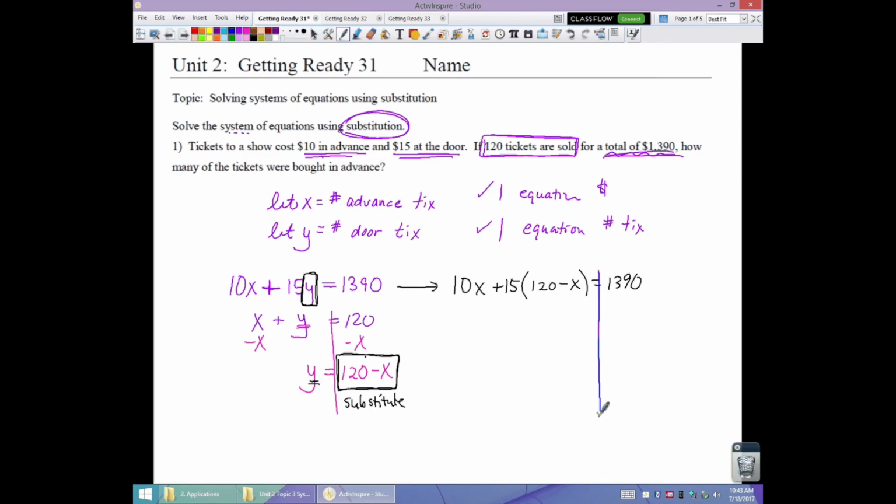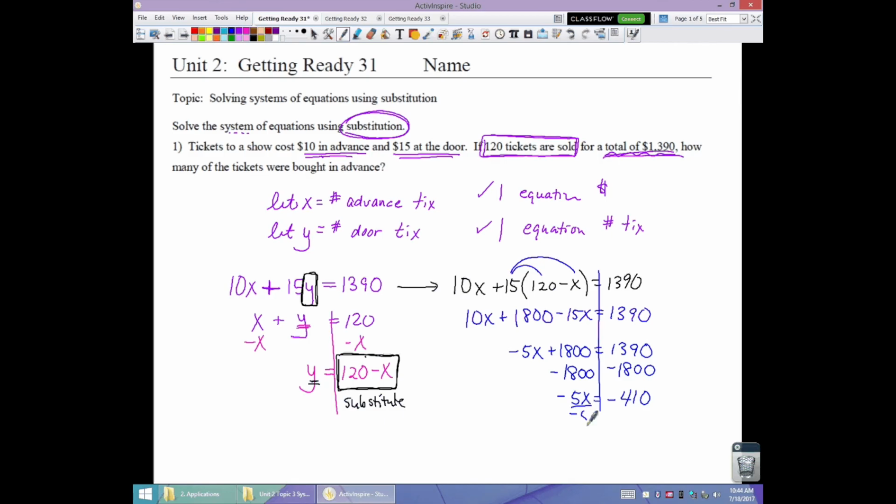okay? So solving this, I need to first distribute 15 times 120 and 15 times negative x. So 10x plus 15 times 120 is 1800 minus 15x is equal to 1390. Now I have some like terms. 10x minus 15x is negative 5x plus 1800 equals 1390. Subtract the 1800 on both sides. So negative 5x is equal to negative 410.